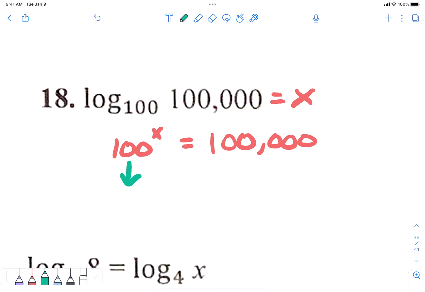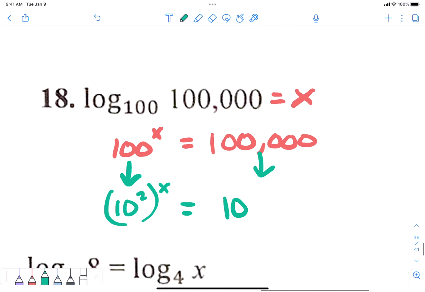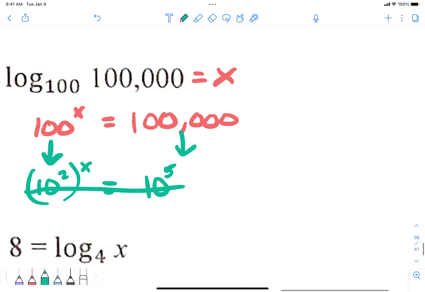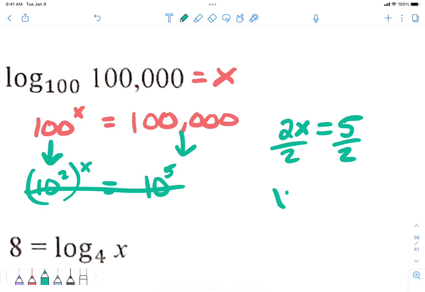Right in between. Let's switch both of these to 10s. 100 is the same thing as 10 squared, right? And 100,000 is the same thing as 10 to the fifth power. Now I cross off the tens, and I have 2x equals 5, and divide by 2. X is 2.5, or 5/2. I don't care how you write it.